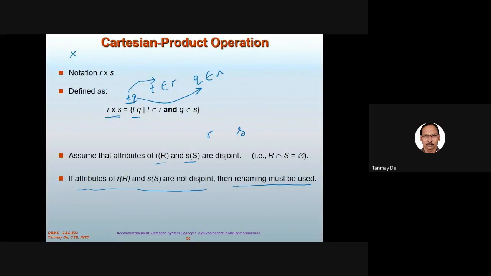Let's see what the definition actually is. R cross S, or R Cartesian product S, is the tuple T from relation R and the tuple Q from relation S. That is, T followed by Q, the combination of T and Q, where T belongs to R and Q belongs to S.